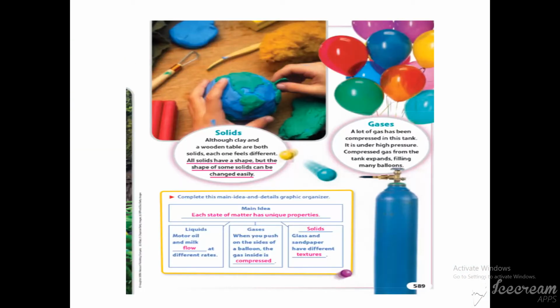Now, the properties here. Although clay and a wooden table are both solids, you can see that all solids have shape, but the shape of some solids can change easily, like clay. You can't change the table easily. A lot of gas has been compressed in this tank. It's under high pressure. You know these tanks, like an oxygen tank, the gas is compressed inside. The gas from the tank expands, filling many balloons.